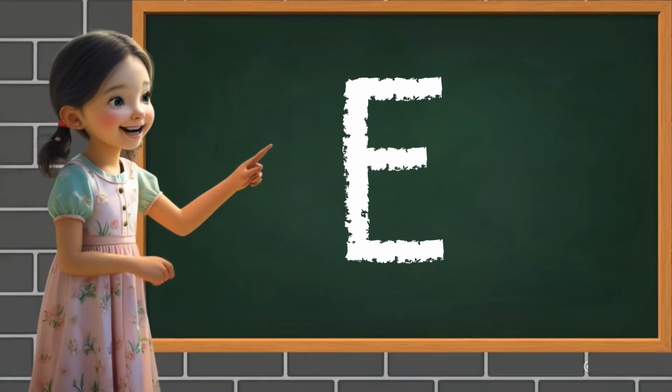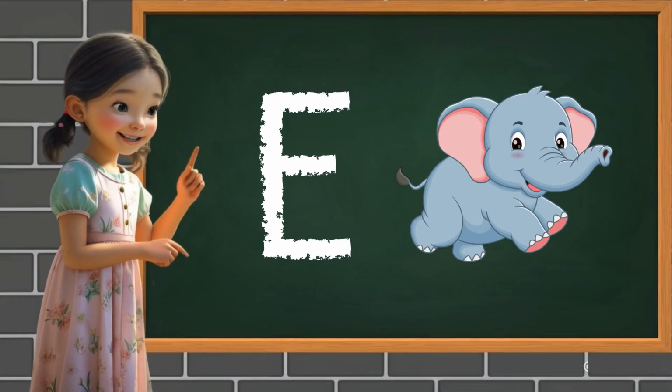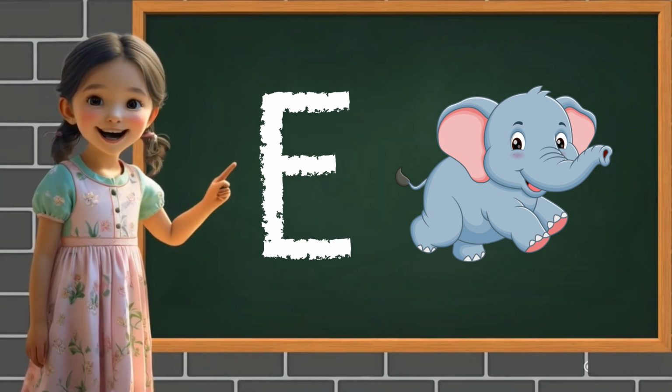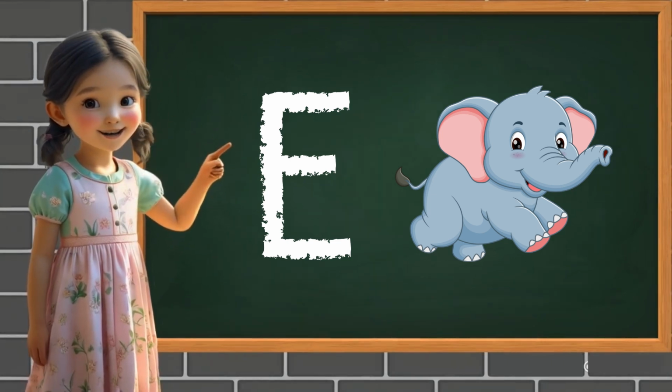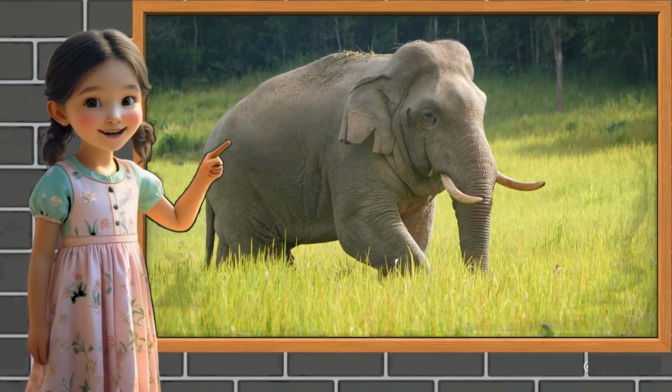The letter is E. You can say E. Now say E is for elephant. E is for elephant. Here you can see a real elephant. This is an elephant.